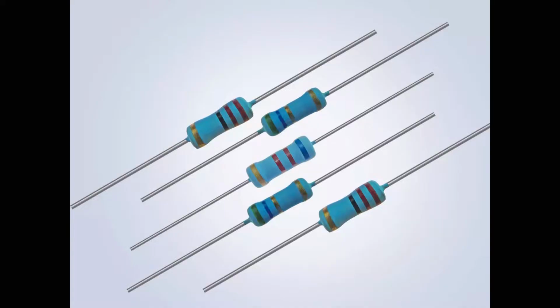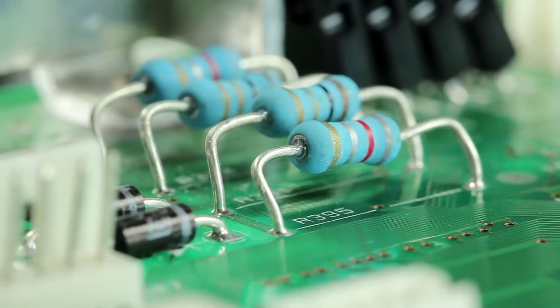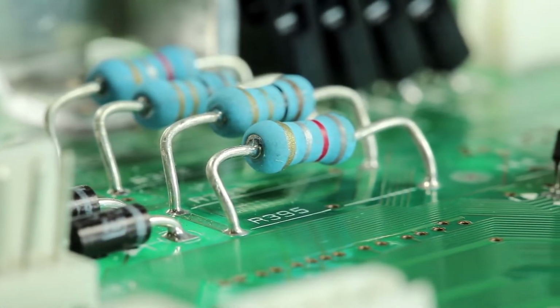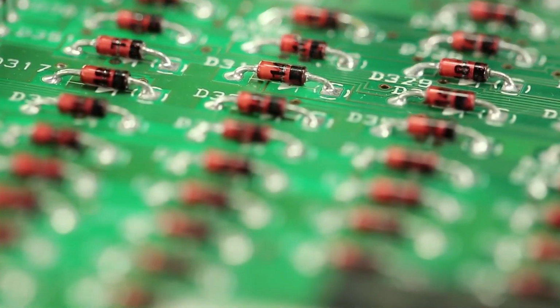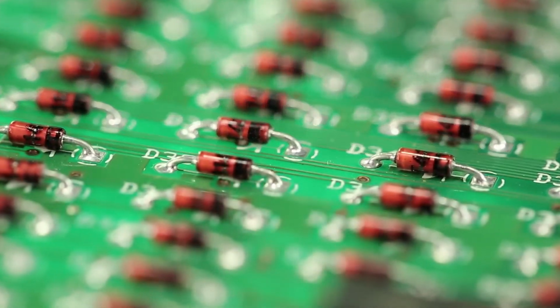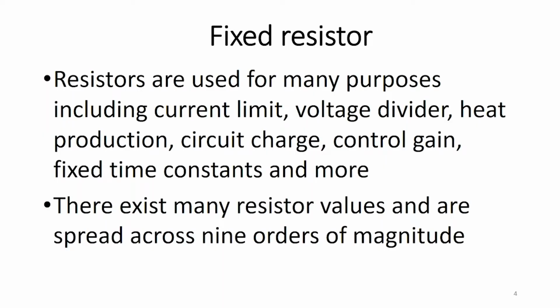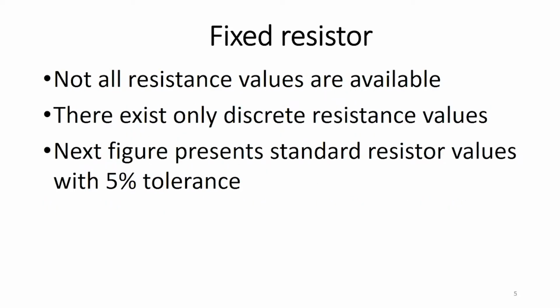Resistors are used for many purposes, including current limit, voltage divider, heat production, circuit charge, control gain, fixed time constants, and more. There exist many resistor values and they are spread across 9 orders of magnitude. Not all resistance values are available. There exist only discrete resistance values.